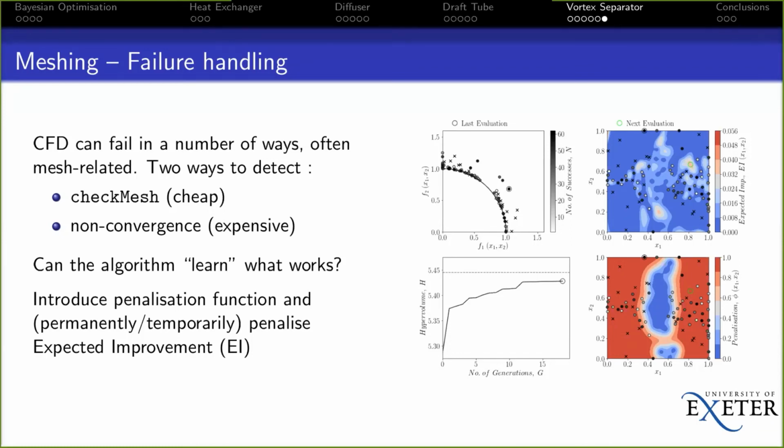Now, CFD can fail in a number of ways, often related to the quality of the mesh. We may be able to detect this by running checkMesh, which is a nice cheap thing to do, but doesn't necessarily tell us whether or not our eventual solution will work and be correct. Alternatively, we can actually run the calculation and find it doesn't converge, and that's expensive. So what we want to do is to get an algorithm to learn what works and what doesn't work.